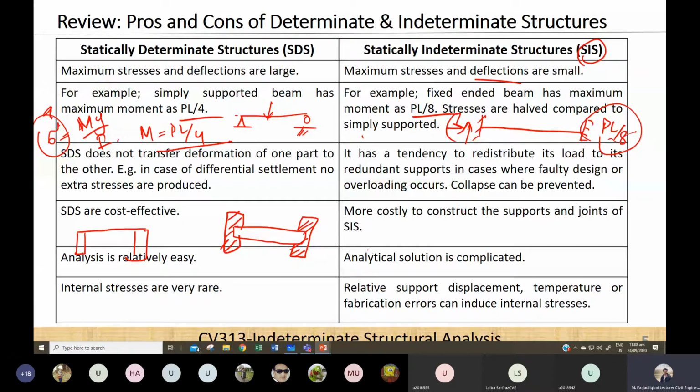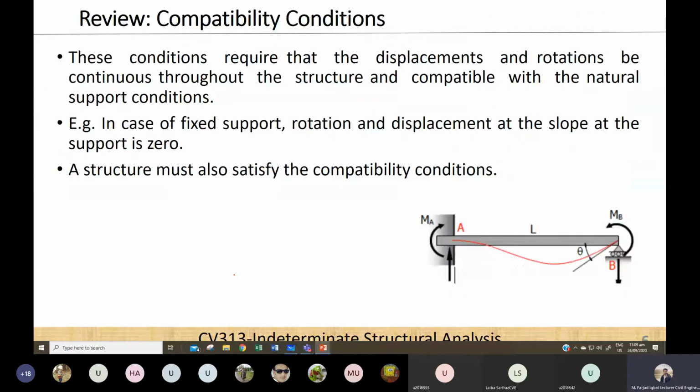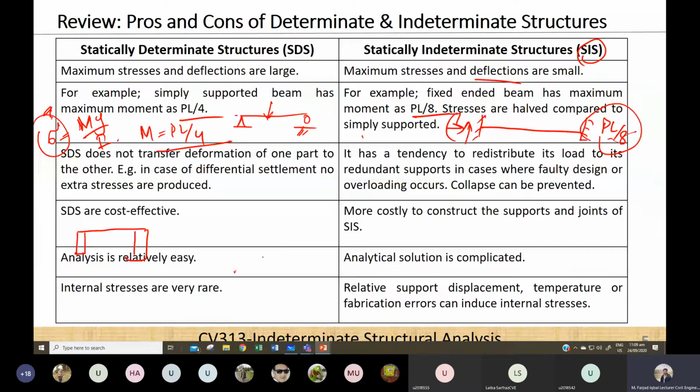If the purpose is being fulfilled by the simply supported or determinate structure, we should not go for the indeterminate structure. We should figure out the loads which can occur on the structure, and then see whether the determinate beam can resist those loads, or whether the deflection developed in the determinate beams is within the allowable limits. Then we should go for the determinate structures. If nothing works out, then only we should go for the indeterminate structures. And obviously you can imagine that the analysis of indeterminate structures is complicated compared to the determinate structures.